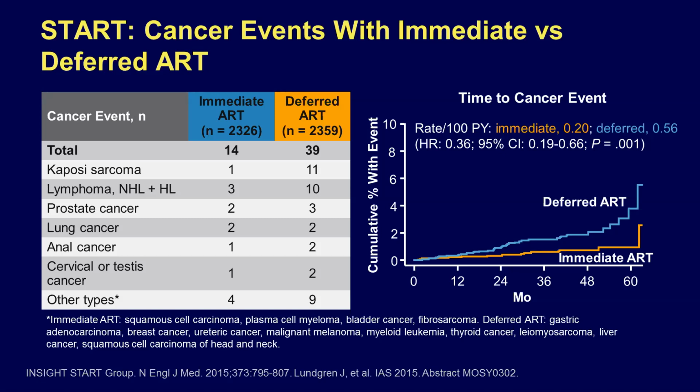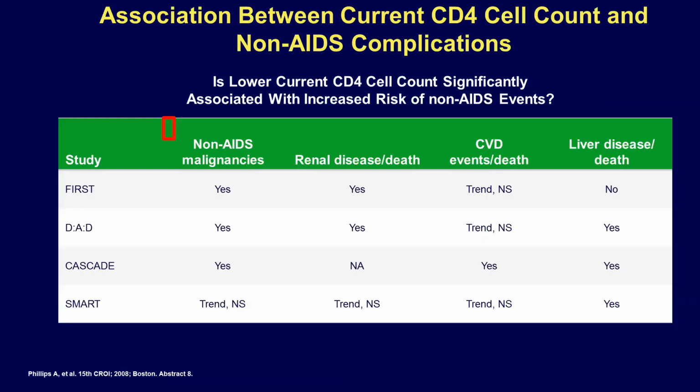So this is very important to keep in mind. Another slide that underscores the importance of the immune system in preventing the genesis of cancers is this one. What you're looking at here is data showing an important correlation between the current CD4 count and non-AIDS complications across the board: renal, cardiovascular disease, and liver, but more importantly, non-AIDS malignancies. The higher the CD4 count of our patient, the lower the likelihood of them coming down with cancers downstream.